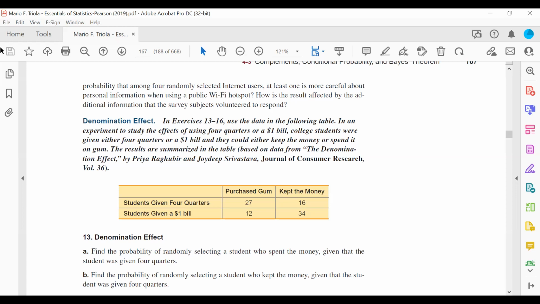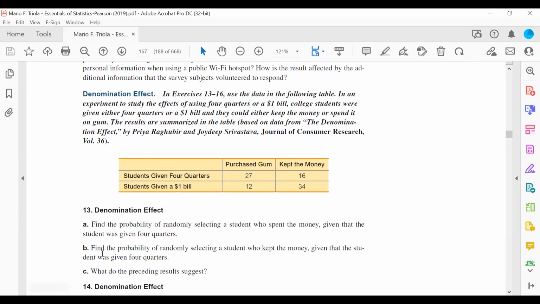I'm going to copy it down. It says, in an experiment to study the effects of using 4 quarters or a dollar bill, college students were given either 4 quarters or a dollar bill, and they could either keep the money or spend it on gum. The results are summarized. So here's your table. We're going to add the columns, add the rows, and then answer the questions. You only have to answer part A and part B. You do not need to answer part C. We're not ready for C.